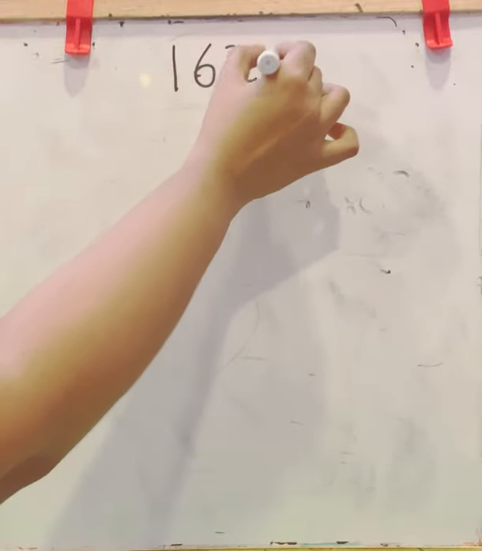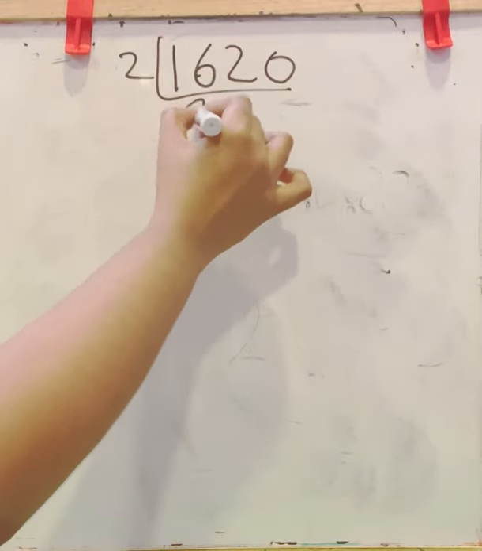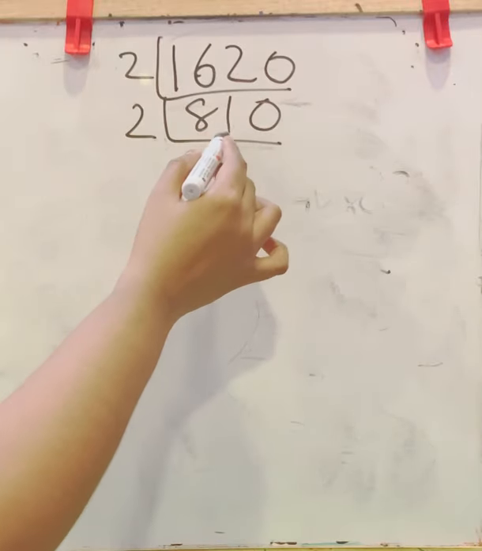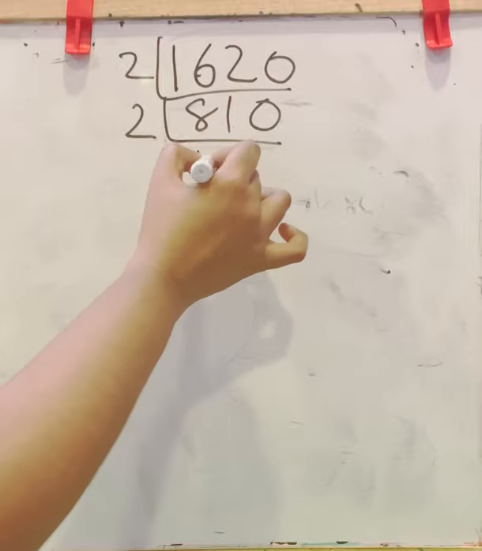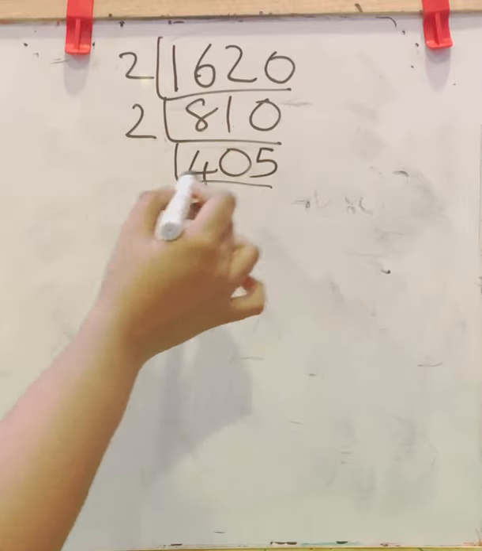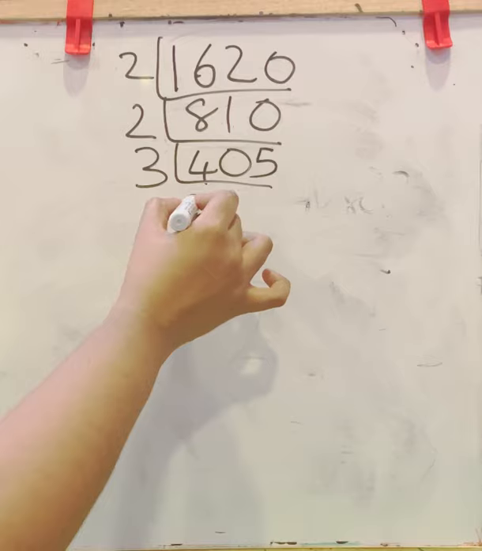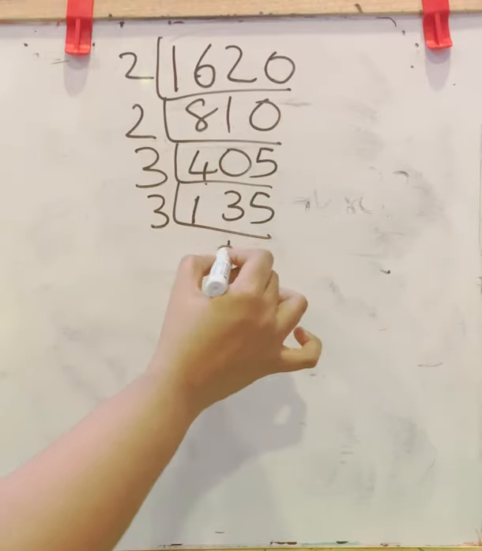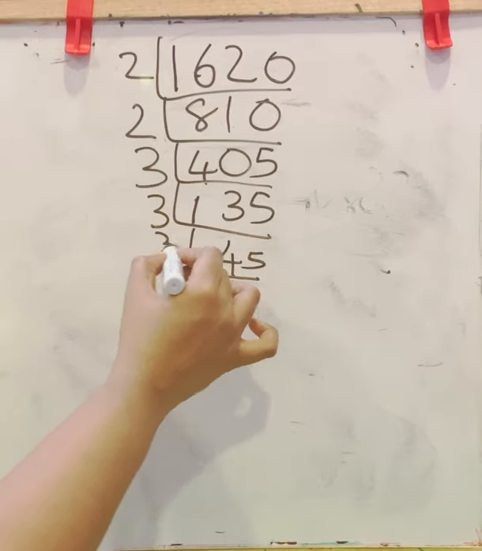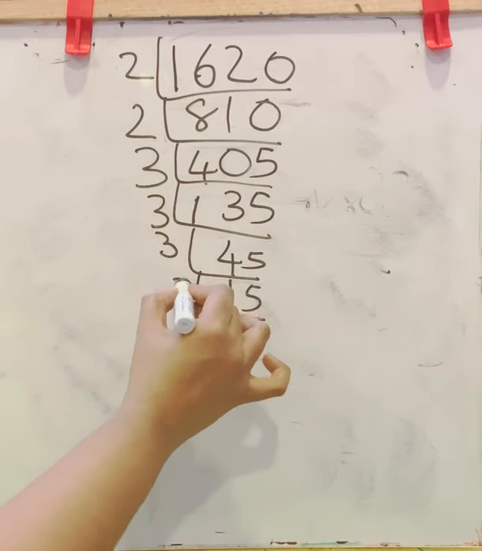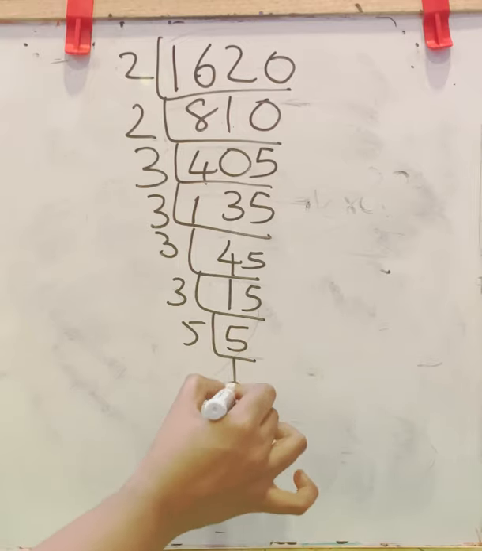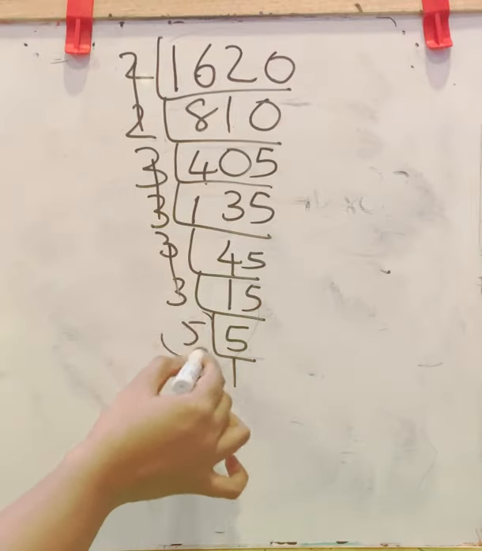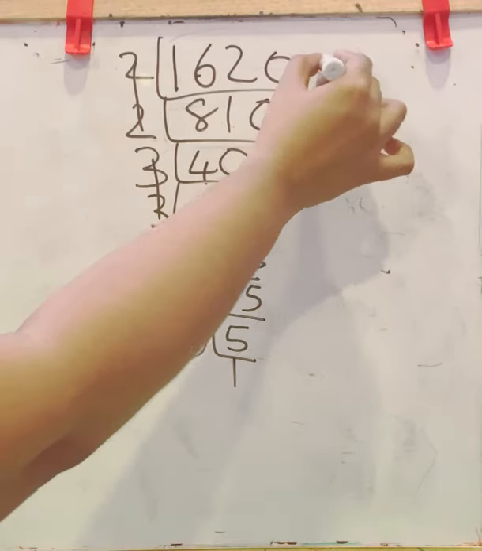Next, 1620. 810. Again 2, 405. In 405 you can't divide it with 2. Now 3. 135. Again 3, 45. Again 3, 15. Again 3, 5. 5 1s are 5. Now this has a pair, this has a pair, this has a pair. 5 has no pair, so divide this with 5.